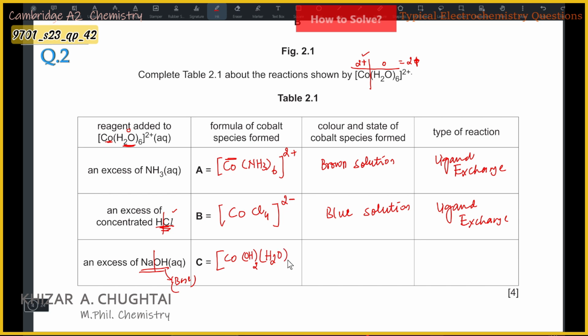Remaining water molecules will be equal to 4. So overall there is no charge, and that's why it's a solid, a precipitate, and its color is a blue precipitate. Sometimes it is also written as a pink precipitate. Generally, you can write a pink precipitate. The type of reaction: initially this is an acid-base reaction, but finally, as a solid has been formed, we will write precipitation reaction. Precipitation reaction is the final type.